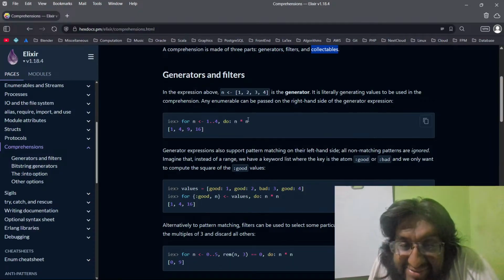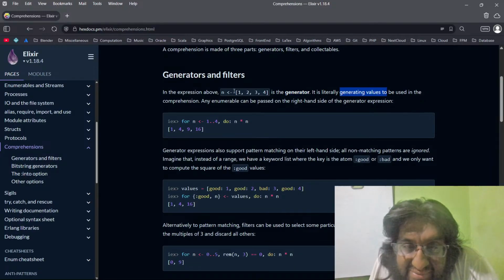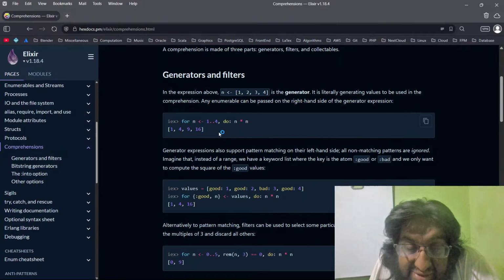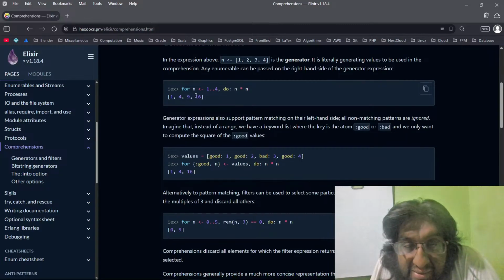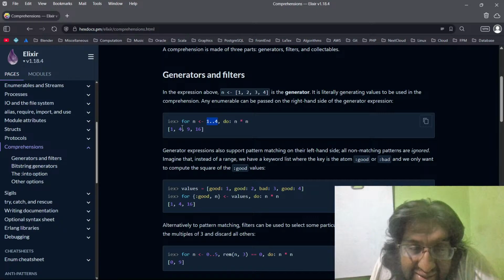In the expression above, this is the generator, right? It is the generator. You know how to read, but this is the generator, okay? And any variable can be passed on the right-hand side of the generator expression. That means you can experiment with a map, but we will not do that here. Look at this. We have some sort of range, and it goes until 4. It's inclusive. Look at this. Even better, more beautiful.